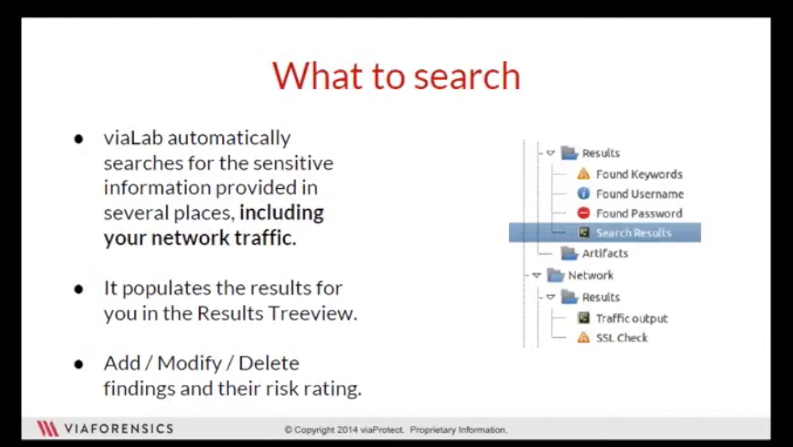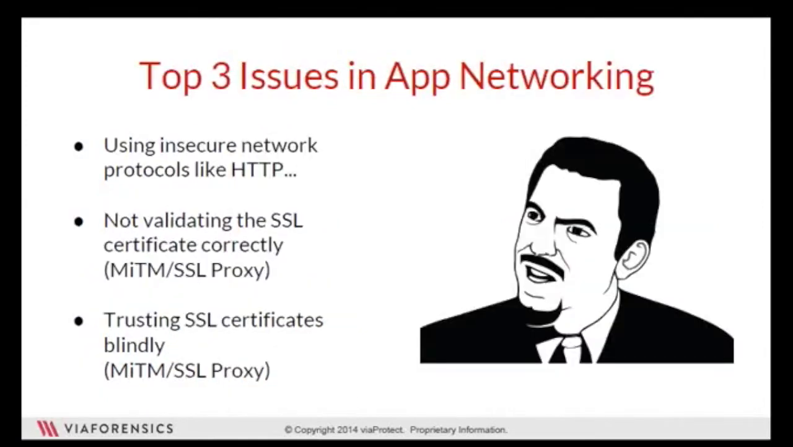viaLab, like I said, is automatically going to find the results and populate that into a tree view. It does that in the background, and you have the ability to add, modify, or even delete the findings or the risk rating if you'd like. And at the end, you have a nice report that has all of those different findings that viaLab found for you or that you added manually.